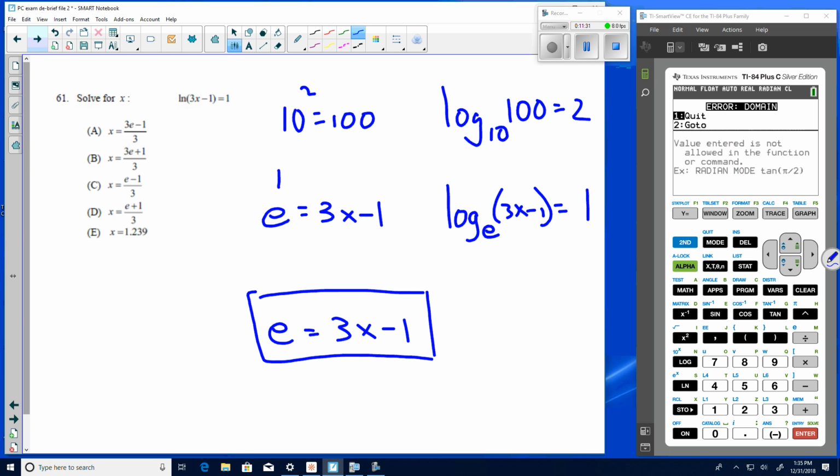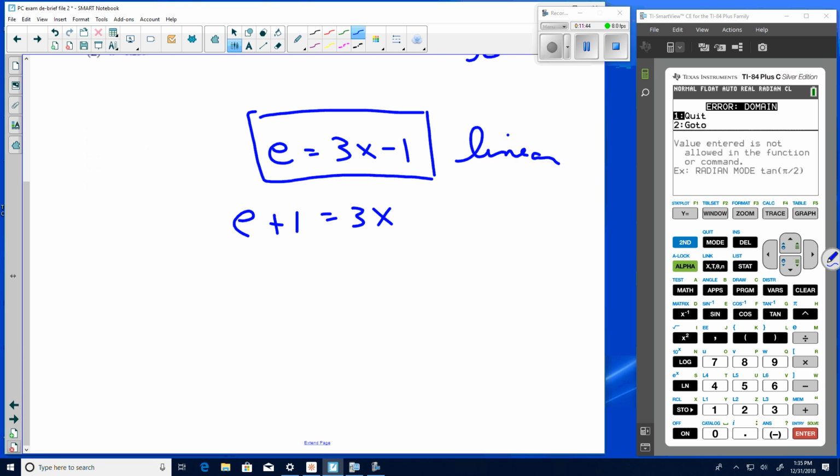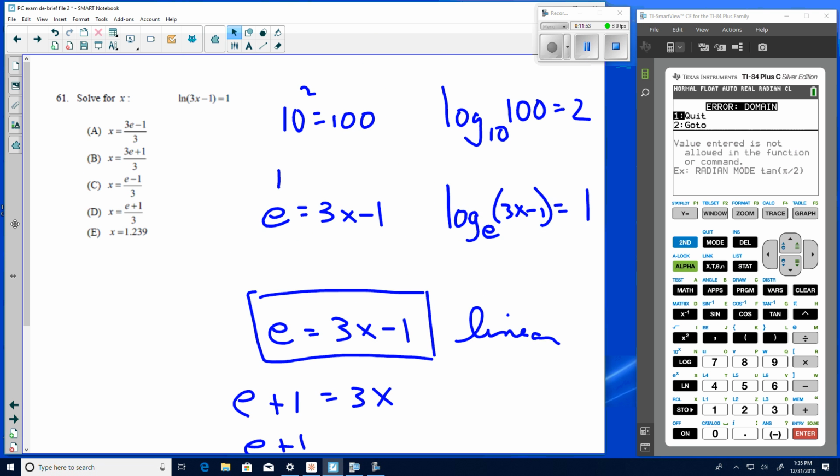Unfortunately, the question was solve for x. So at this point, we're linear and just get the x by itself. We'll chuck the 1 over, e plus 1, and then we'll go ahead and divide by 3. Okay, e plus 1 over 3. Okay. And the choice D is the answer.